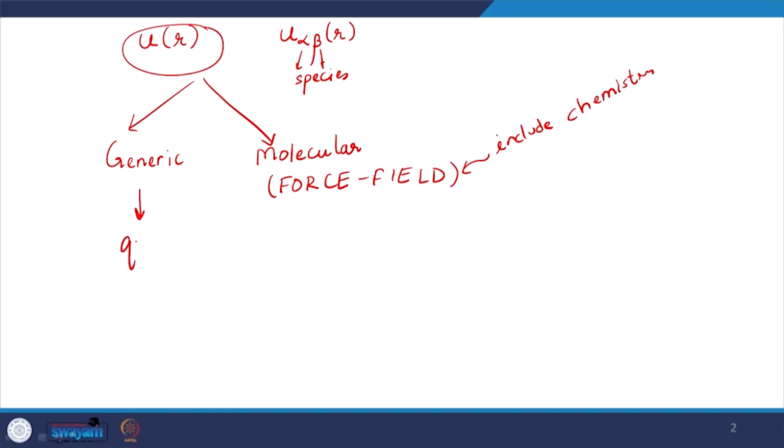So clearly the generic kind of an approach will not give you accurate predictions when it comes to comparison with experiments, but the force field approach, where I am including the chemistry, will give you the prediction that is more accurate quantitatively. Nonetheless, the qualitative picture is captured here as well. So I can say the first approach captures the qualitative picture and the second approach captures both qualitative and quantitative picture.